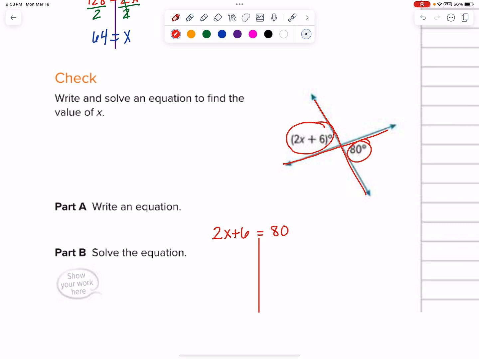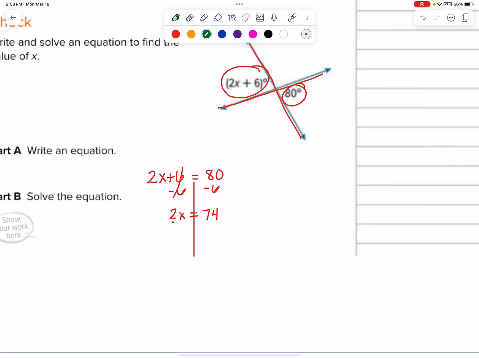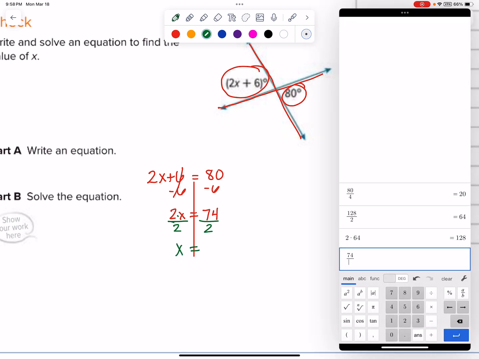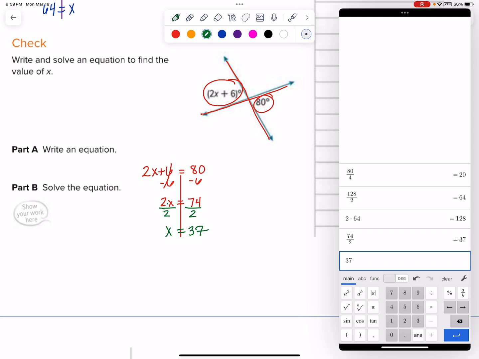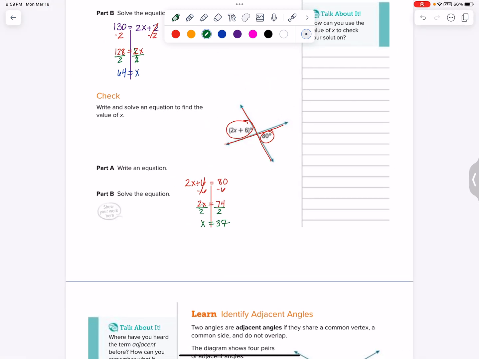Separate our workspace, subtract 6 on both sides, cross that out, and we have 2x equals 74. Okay, and then we're going to go ahead and divide both sides by 2 to get the variable by itself. And we have 74 divided by 2, and that is 37. Okay, and if you check, we have 37 times 2 is 74, plus 6 is 80, and 80 equals 80, so we're good.